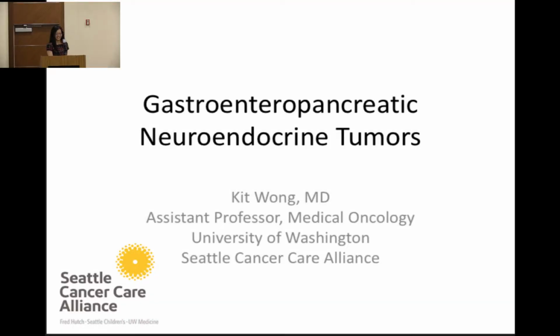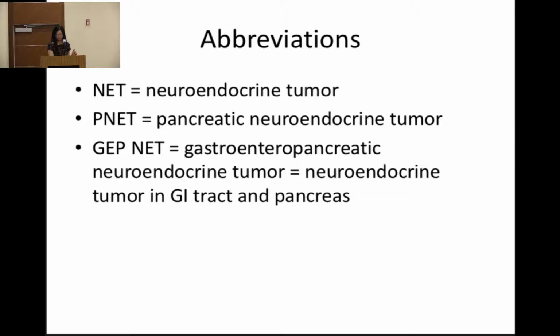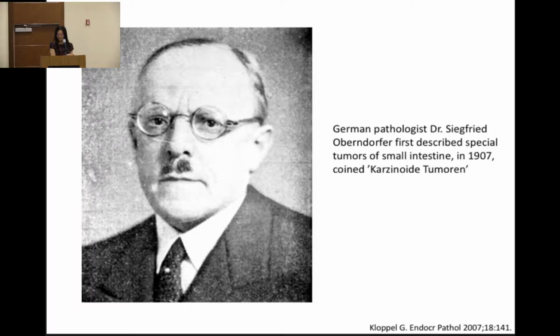No disclosures. Just to clarify some abbreviations that I will be using: NET stands for neuroendocrine tumor, PNET for pancreatic neuroendocrine tumor, and GPNET stands for gastroenteropancreatic neuroendocrine tumor. Neuroendocrine tumors were first described in 1907 by the German pathologist shown here, Dr. Oberndorfer, and since then a lot has been done in terms of advances.